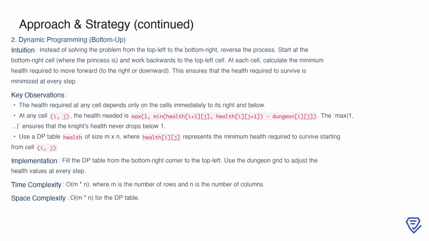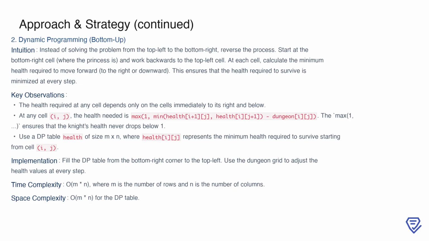A key observation is that the health needed at any cell depends only on the cells immediately to its right and below. For example, at cell (i, j), the health required is determined by the formula: health[i][j] = max(1, min(health[i+1][j], health[i][j+1]) - dungeon[i][j]). The max 1 component ensures the knight's health never drops below 1.